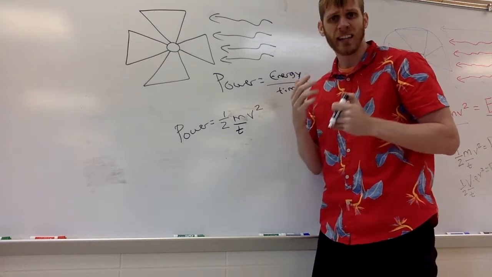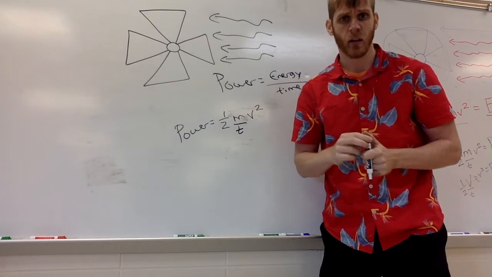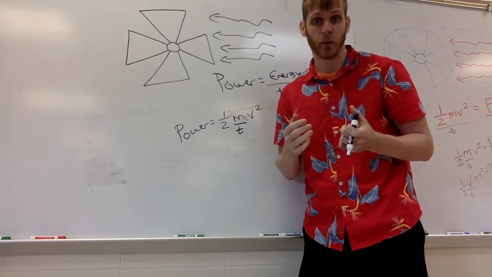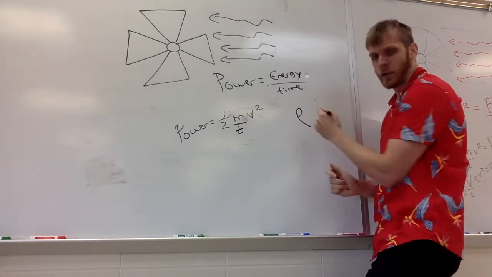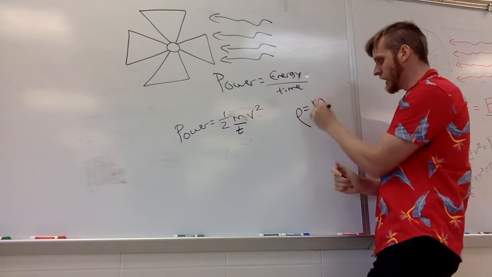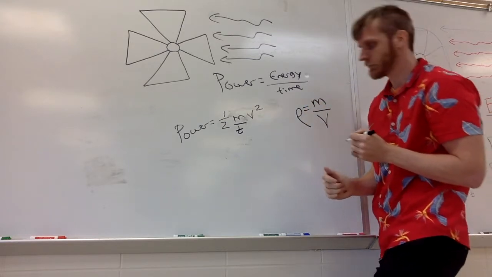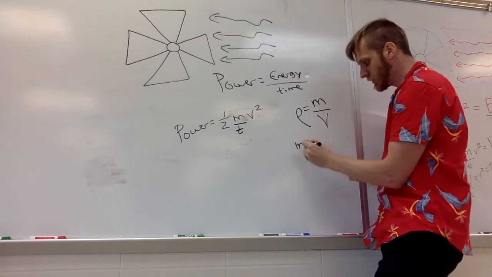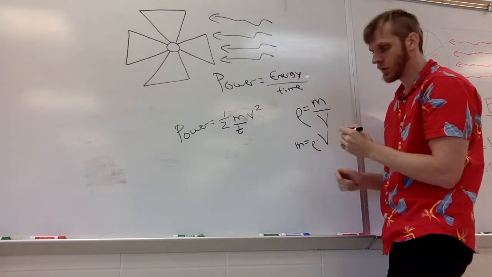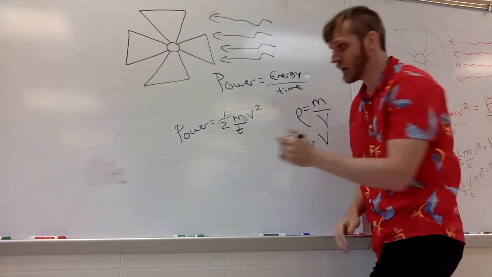Okay, well, let's say I don't know the mass flow rate of the wind. What else do I possibly know about the wind? Well, let's look at the equation for density. This is the symbol for density. Density is mass divided by volume, big V. So if I solve for mass, mass is equal to density times volume. So let's rewrite the equation.